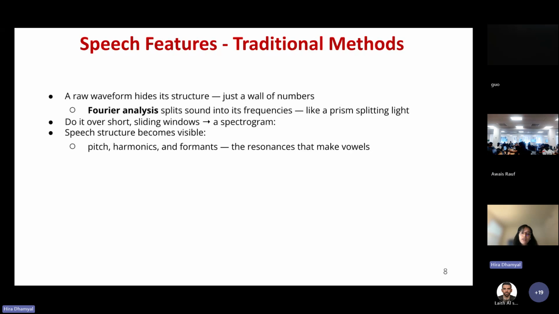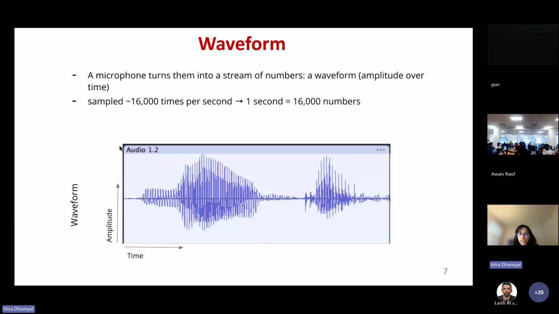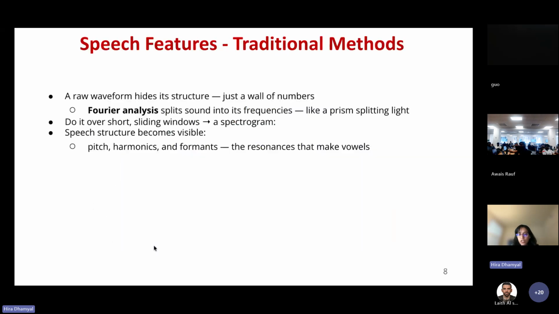In order to convert these numbers into something more meaningful and useful, we convert them into a frequency-time dimension instead of the amplitude-time dimension. We do this by performing Fourier analysis on the signal. Fourier analysis is a somewhat complicated mechanism that I will not go into detail here, but you can imagine that it splits, like a prism splits light. Fourier analysis similarly splits a signal into its bunch of frequencies.